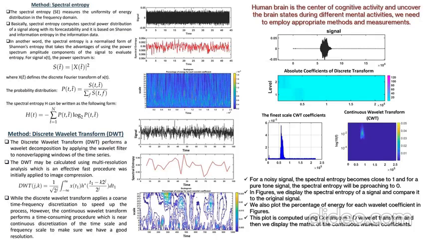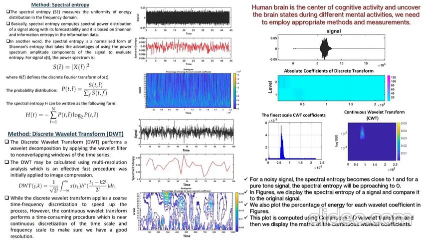As we can see here, for a noisy signal, the spectral entropy becomes close to 1, and for a pure tone signal, the spectral entropy will approach 0. In the figures, we are displaying the spectral entropy of a signal and comparing it to the original signal that we have.